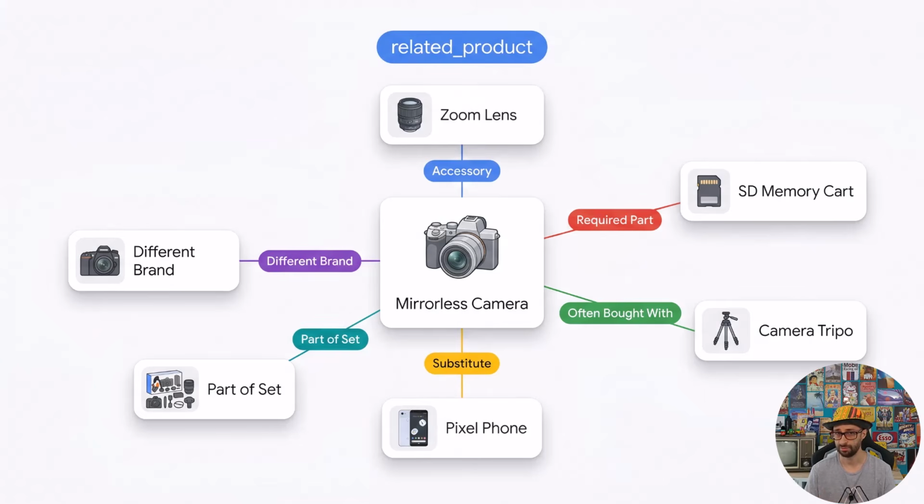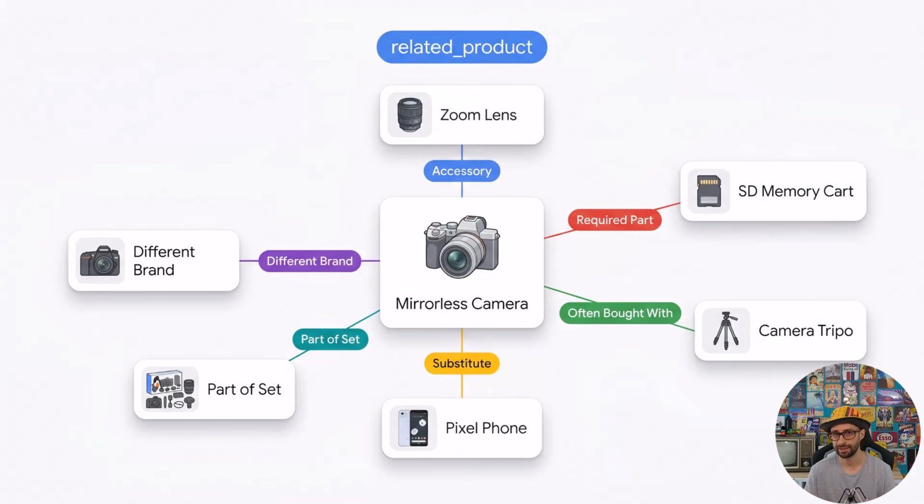Part of set, for example, a chair that belongs to a dining table set. A required part, a component the product needs to function, like a battery for a battery-operated lamp. Often bought with, a product commonly purchased together with this one, like a phone case with a phone.